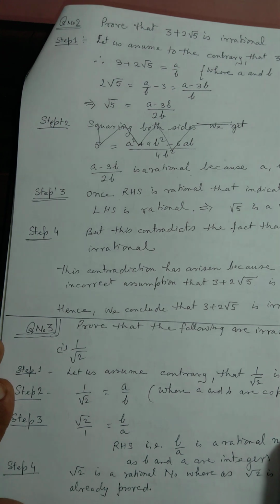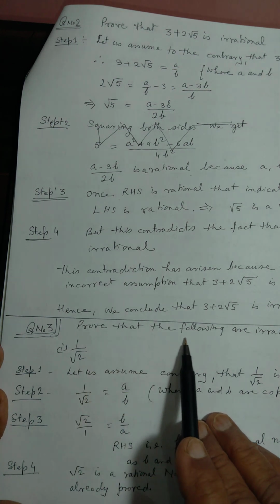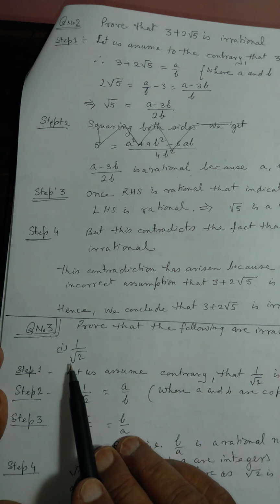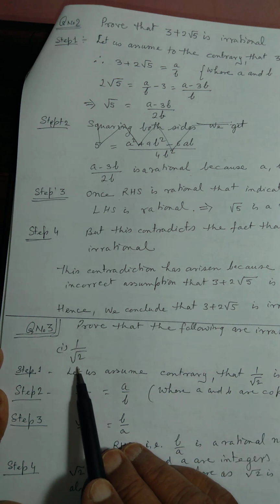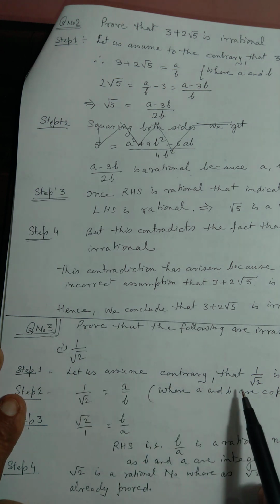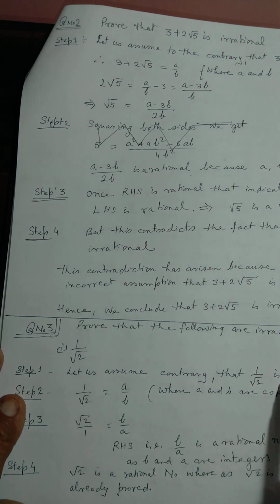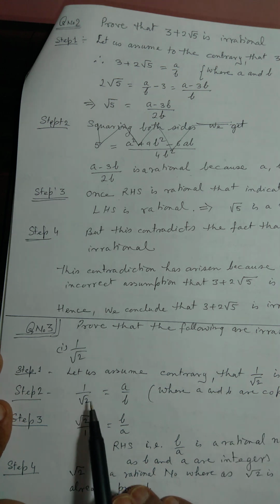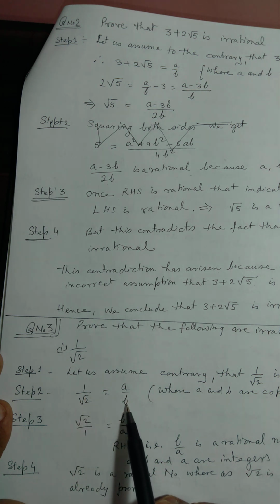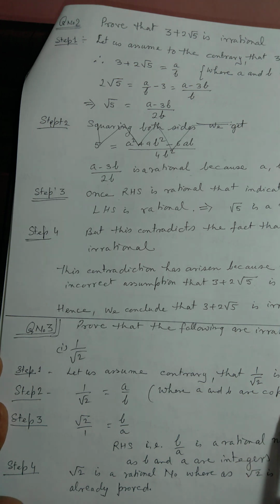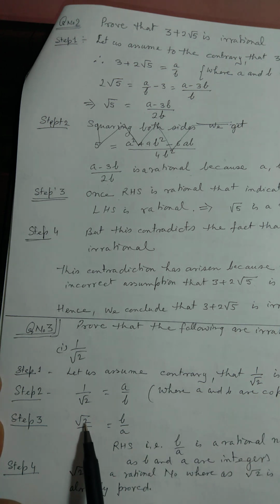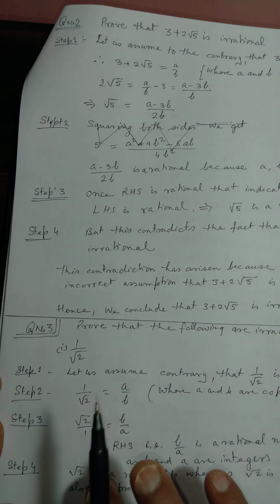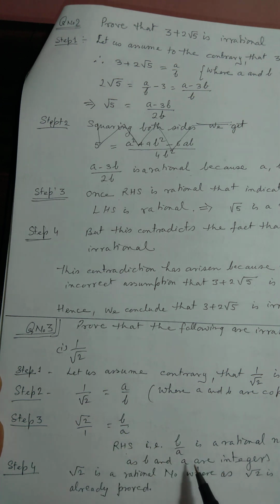Now proceed to question number 3. Prove that the following are irrational. First one is 1 upon root 2. Let us assume to the contrary that 1 upon root 2 is rational. So in step 2 I have put 1 upon root 2 equal to a by b, where a and b are co-prime. So root 2 will be equal to b by a. I have just inverted it. The right hand side, b by a, is a rational number, as b and a are integers.